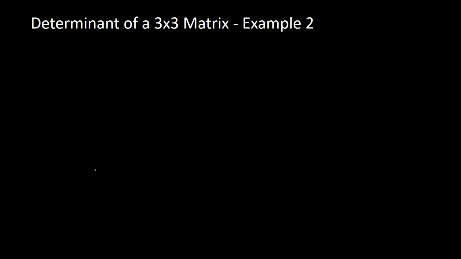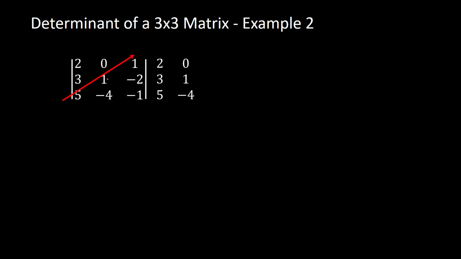Here's one more example with a 3 by 3 matrix. Here's your matrix, and you're trying to find the determinant of this matrix. So I begin by rewriting these first two columns, 2, 3, 5, 0, 1, -4. And then I multiply across 5 times 1 times 1, which gives me 5. And then -4 times -2 times 2 to get a positive 16. And then I take -1 times 3 times 0 to get 0.